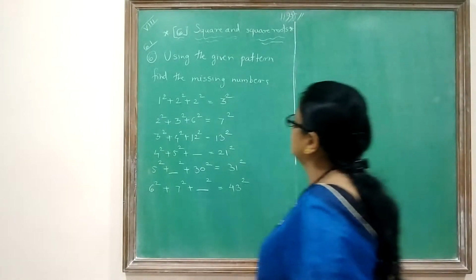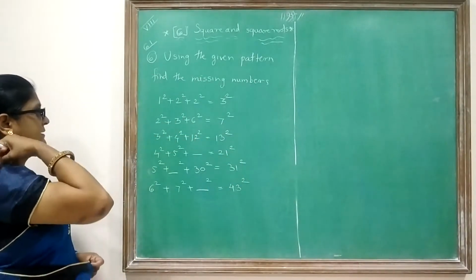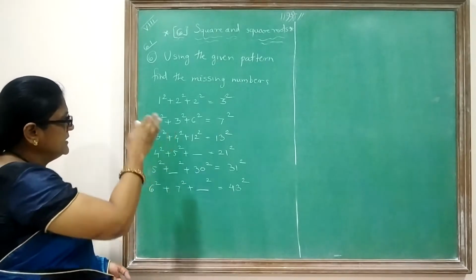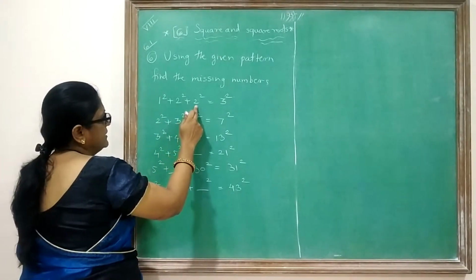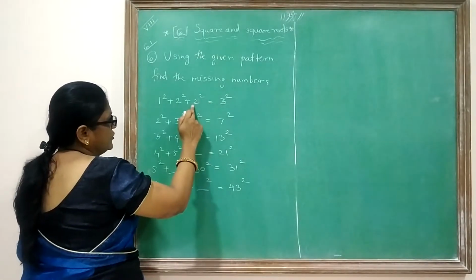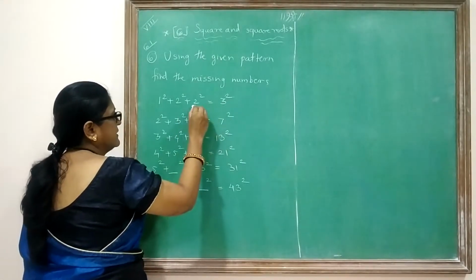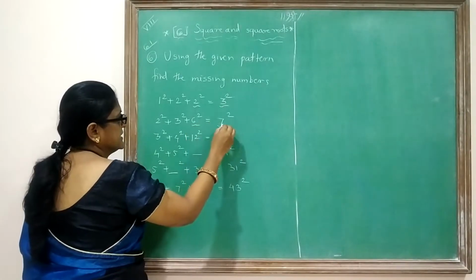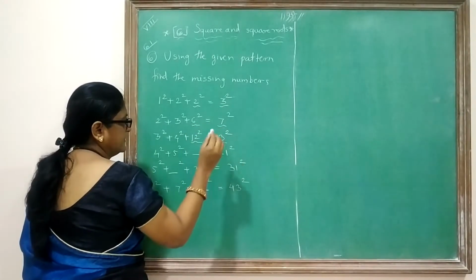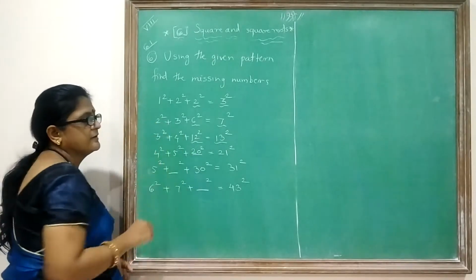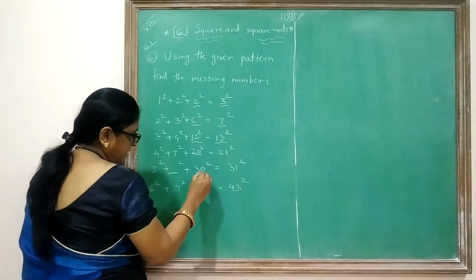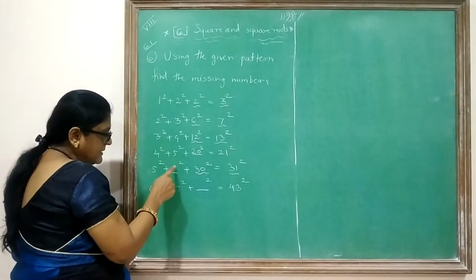Then your question is, using the pattern, find the missing number. First we will observe this example. Here 1 square plus 2 square plus 2 square equal to 3 square. Then 2, 3, 6, then 7, 12, then 13. Here 21 is present, and here 20 square. Here 30, 31. Then this is a missing number.